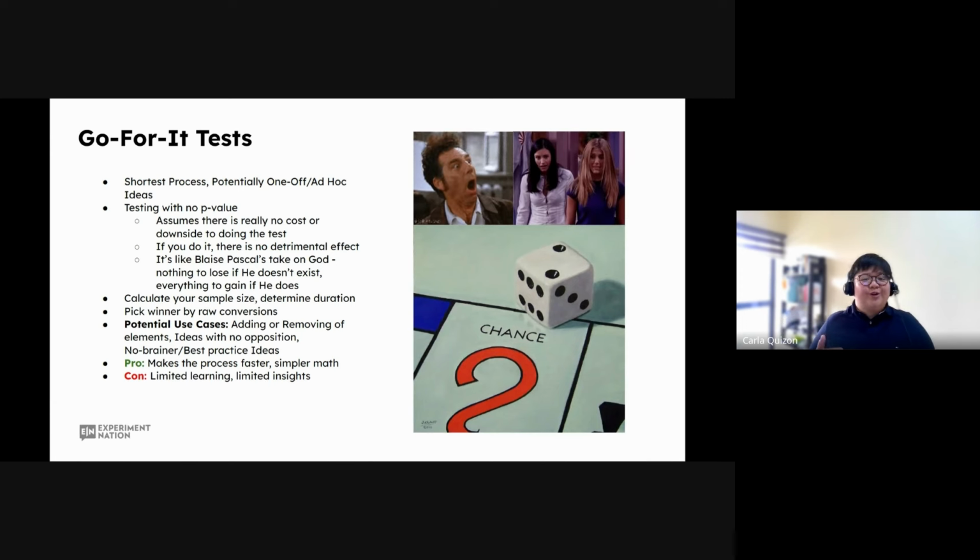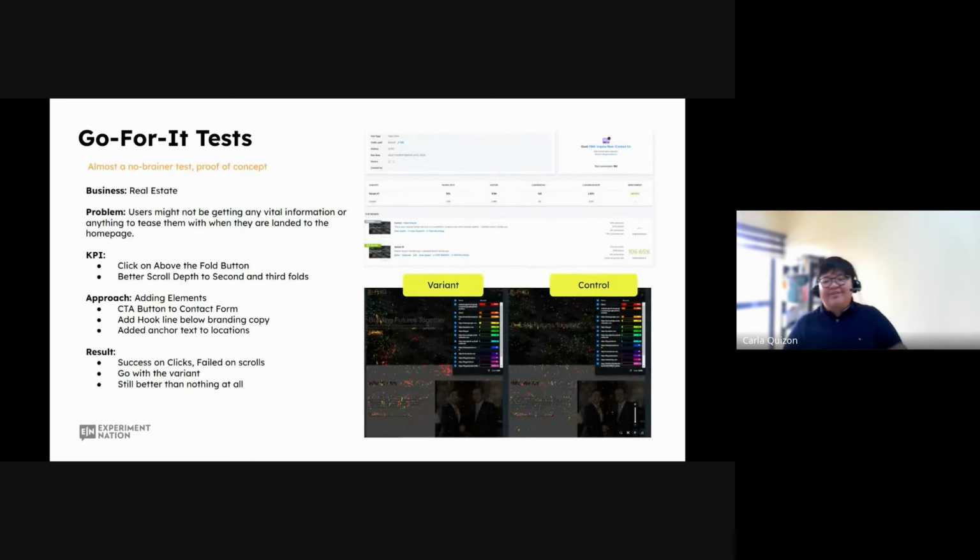It's likely a one-off idea, and it's hard to get something else out of it apart from proving a point. With this test, I realized I have quite a number of real estate examples here. Don't worry, they're not all the same. But this test I worked on is a very minimalist website. There's almost nothing on the page but photos and a few short texts.